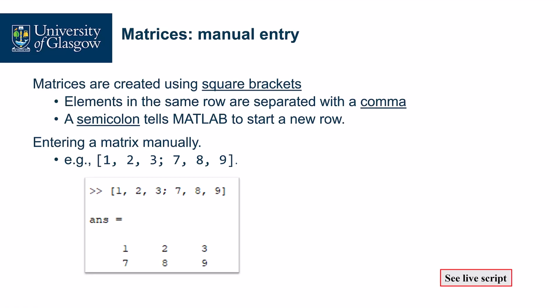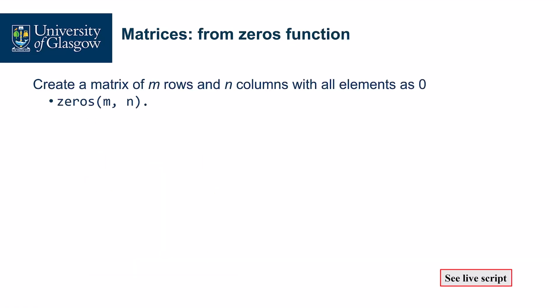And for some particular cases, MATLAB has built-in functions. For example, the zero matrix. Here we have zeros(m, n). This is like what we recorded in the last session about using a function: the function name, parentheses, arguments. The function name is zeros. The inputs are m and n. What this function is doing is generating a matrix of m rows and n columns, and all the elements are 0.